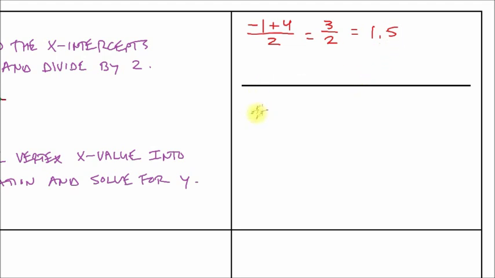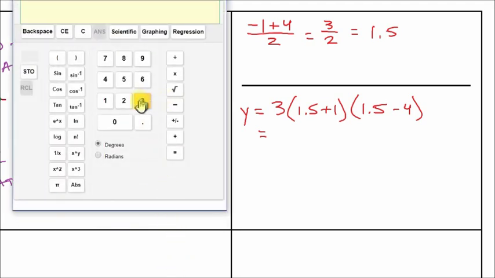Now to find our y value, we're just going to plug that in. So we're going to find what y is equal to when we have, there's our a value. We've got x plus 1, so 1.5 plus 1, and then 1.5 minus 4. When we put those in our calculator, the number that's going to come out is going to be the y value of our vertex. Let's go ahead and put that in our calculator. So we're going to put 3 and then parentheses 1.5 plus 1, and then close parentheses, open parentheses, 1.5 minus 4.